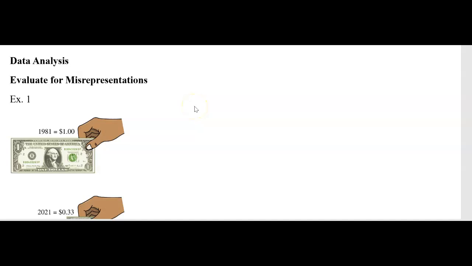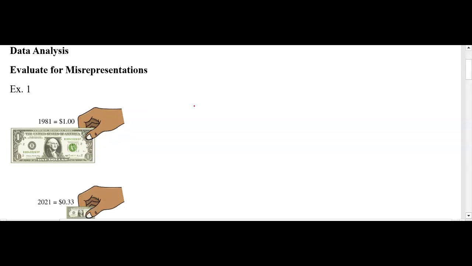Hello, everyone. This is going to be our data analysis chapter. We have about 3 videos for this section, so it's kind of short and sweet, but we're going to look at a few things when it comes to analyzing data. The first thing we're going to talk about is evaluating misrepresentations of data, which, believe it or not, occurs more often than you probably would realize.